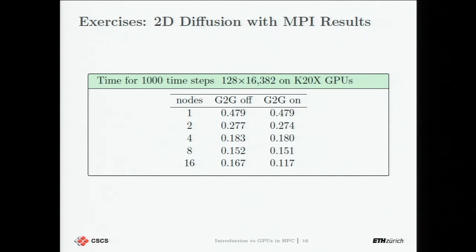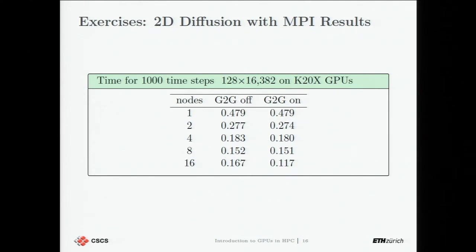And you see for 1 MPI rank, they have the same time, which is to be expected because there's no communication, so there's no difference. For 2 and 4 and 8 nodes, there's a tiny difference, but it's equivalent to noise. I wouldn't want to say that one is faster than the other.